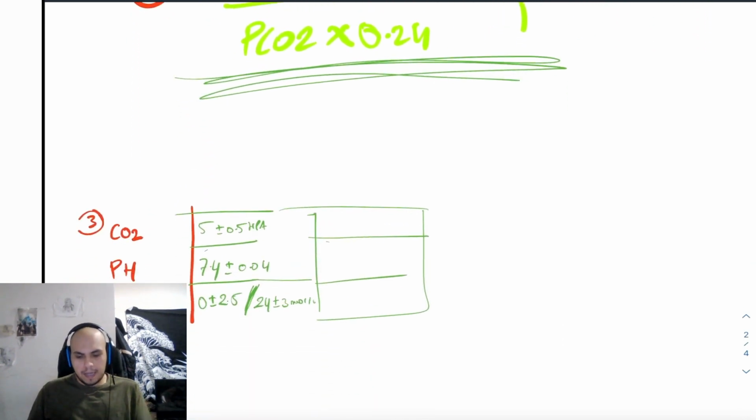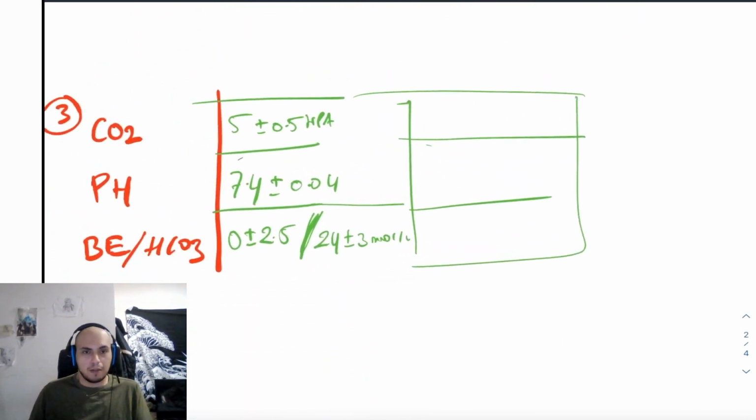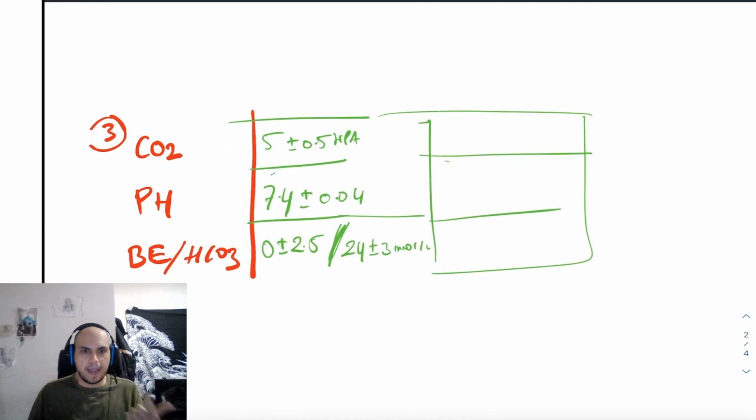Third thing is to write down the physiological range of CO2, pH, and base excess. It's mentioned here: CO2 is 5 plus or minus 0.5 kilopascals, pH is 7.4 plus or minus 0.04, and base excess is 0 plus or minus 2.5. And HCO3, though not important for the graph, is very important for other parts of the test. So just memorize it as well.